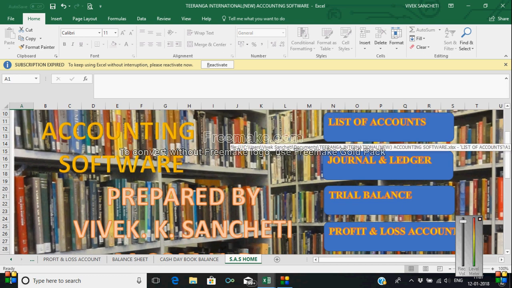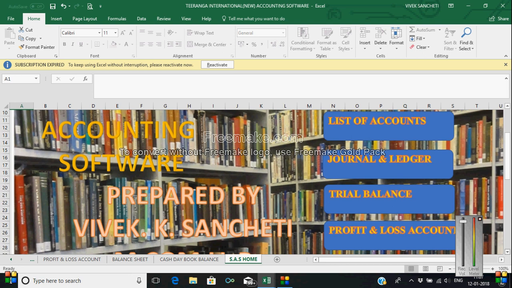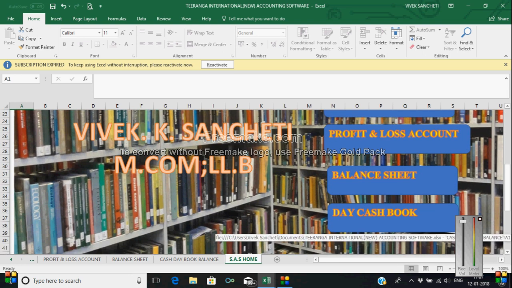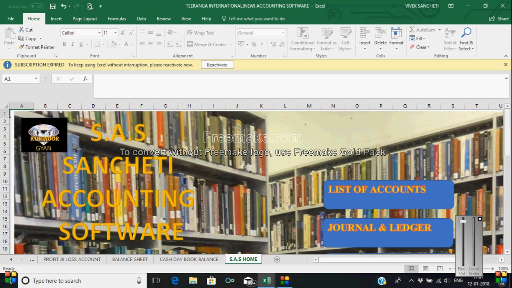First is list of accounts, the second is journal and ledger, the third is trial balance, the fourth is profit and loss account, the fifth is balance sheet, and the last one is the day cash book. So first of all I will demonstrate the software before you, and then I will give a practical illustration of how it works. The first, list of accounts.